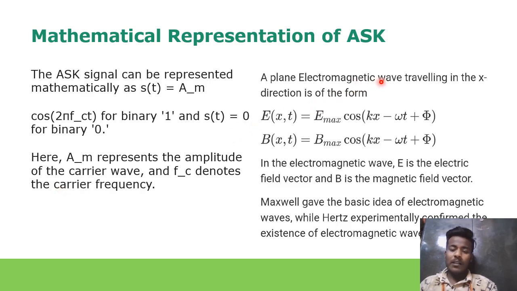A plane electromagnetic wave traveling in the x direction is of the form E(x,t) equals E0 cos(kx minus omega t plus pi), and B(x,t) equals B max cos(kx minus omega t plus pi). In the EM wave, E is the electric field vector and B is the magnetic field vector. Maxwell gave a basic idea of EM waves, while Hertz experimentally confirmed the existence of EM waves.